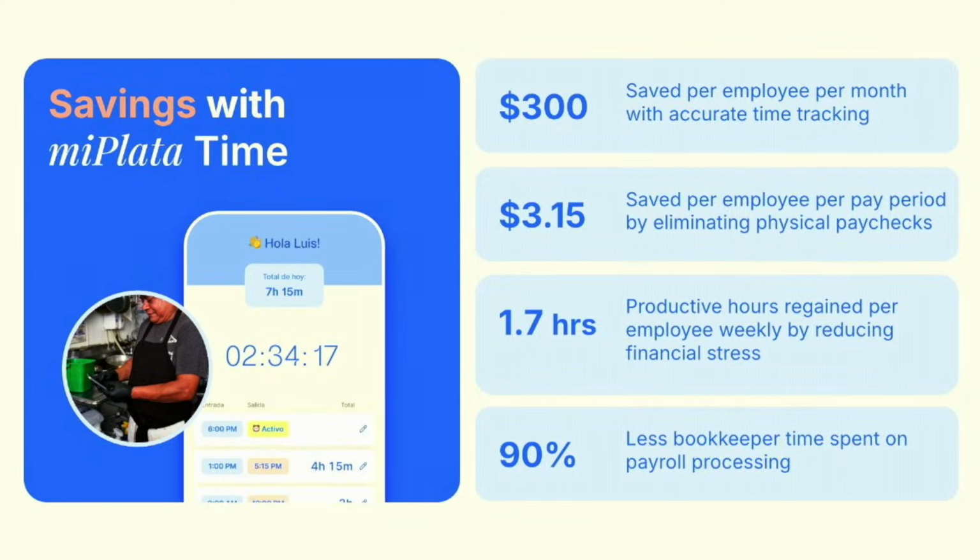We're also saving them per physical check. So it's about $3.15 just in being able to actually print these checks. We know that there's a way for us to make that direct deposit, which is significantly cheaper.